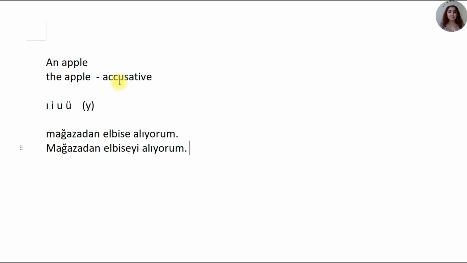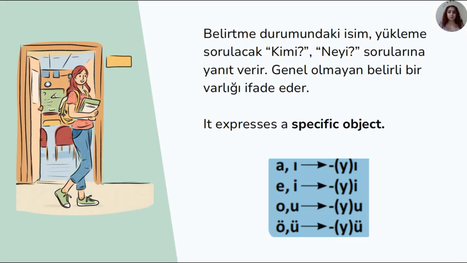If I say mağazadan elbiseyi alıyorum, it means I'm buying the dress from the shop. And the person knows which dress it is. For example, if I say this sentence to you, you're supposed to know which dress it is. I'm talking about the dress, more specific. And that's why it takes the accusative case suffix, which is I, and this Y is a helping letter in this case. Let me turn back to the slide.